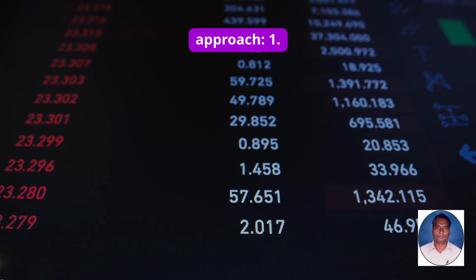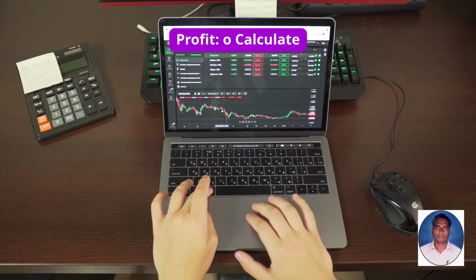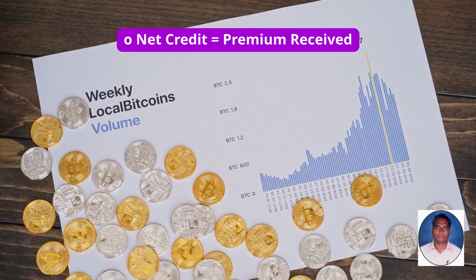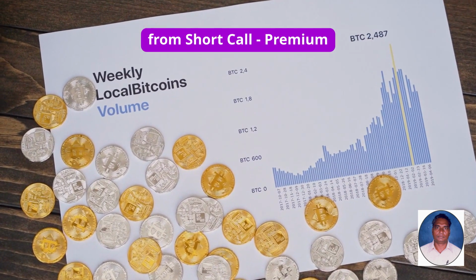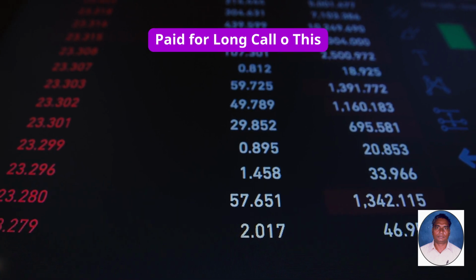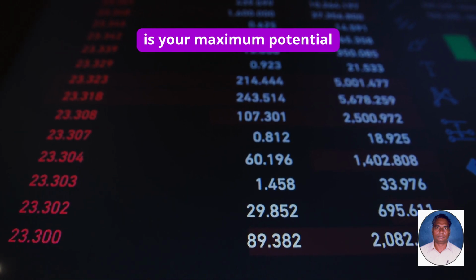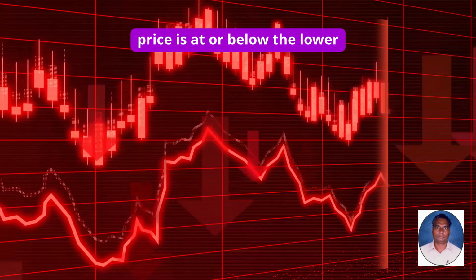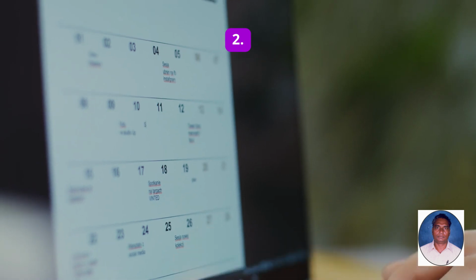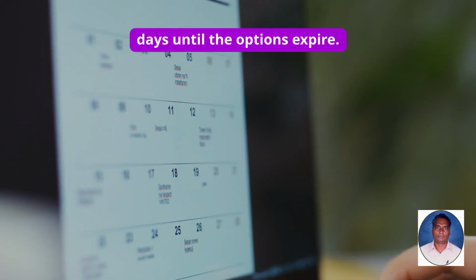Here's a conceptual approach. 1. Determine the maximum potential profit. Calculate the net credit received when you establish the spread. Net credit equals premium received from the short call minus premium paid for the long call. This net credit, minus commissions, is your maximum potential profit if the underlying price is at or below the lower strike price at expiration. 2. Estimate the time to expiration.